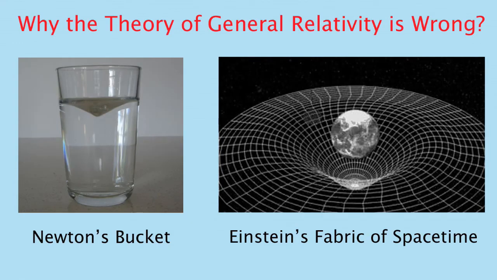Why the theory of general relativity is wrong. First of all, as I have said in my videos on relativity and special relativity, there is no such thing as relativity, or relativity is wrong. Based on this, we can already say that general relativity is wrong.